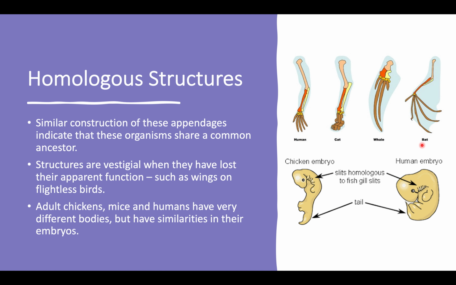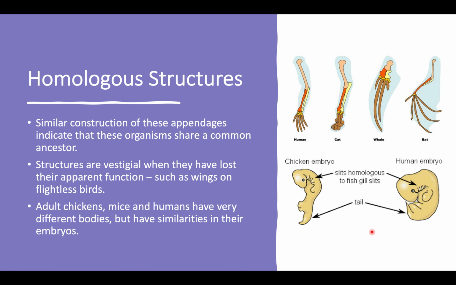So let's also talk about structures that are vestigial. Structures are vestigial when they have lost their apparent function. I talked about this previously. For example, wings on flightless birds would be considered vestigial. Wings maybe on a penguin, for example.